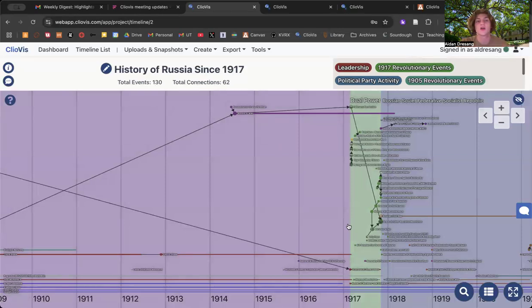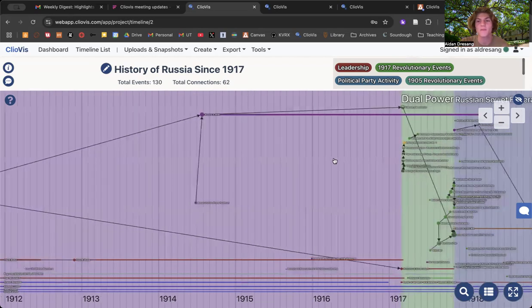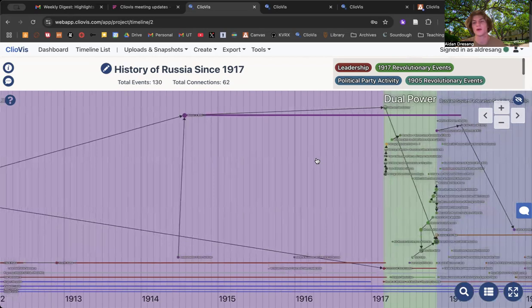All right. So for using ClioVis to take notes, this is a timeline that I use to take notes on my History of Russia since 1917 course. So I put a bunch of different events on the timeline as we moved throughout different lectures and through the chronology of Russian history. But the key part that I really appreciate about ClioVis is it helped me develop an analytical framework just by taking notes that I didn't develop by using a notebook or Google Docs.